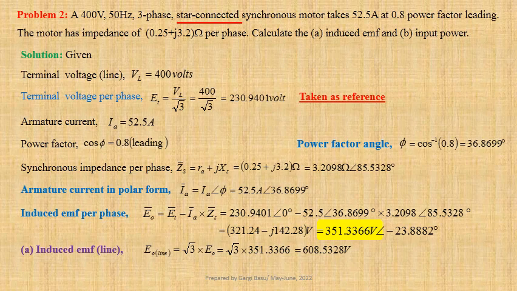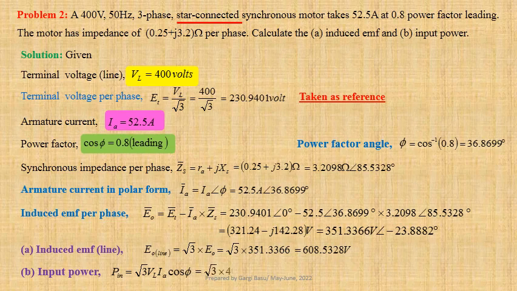608.5328 volt. For a three-phase synchronous motor, expression for input power Pin equals root 3 times VL into Ia cos phi. Using values we get root 3 into 400 into 52.5 into 0.8, that is equal to 29.098 into 10 to the power 3 watt or 29.098 kilowatt.